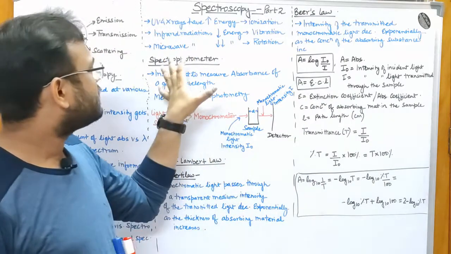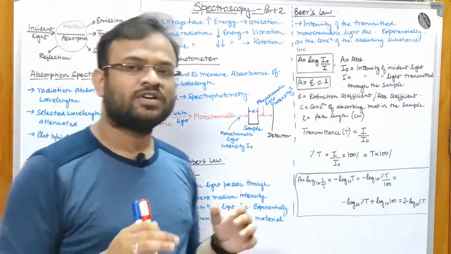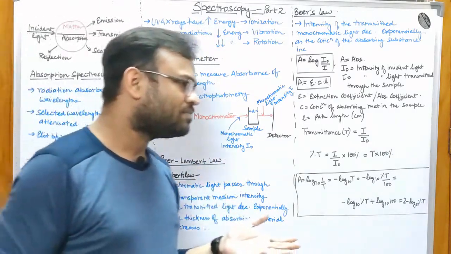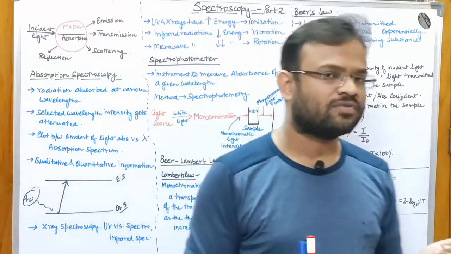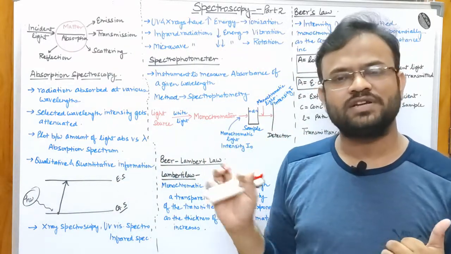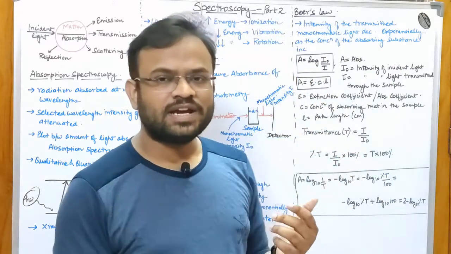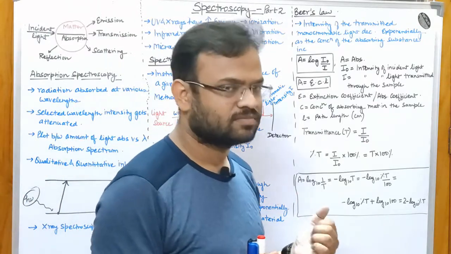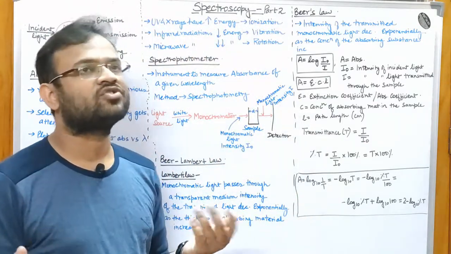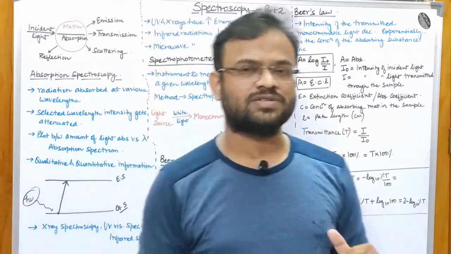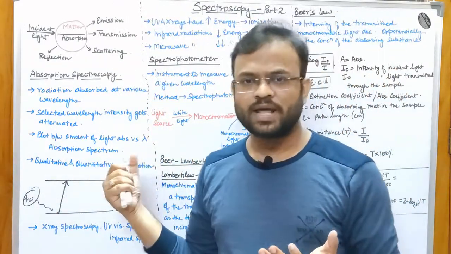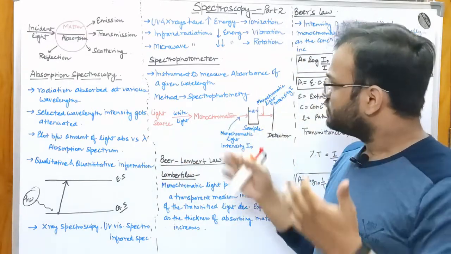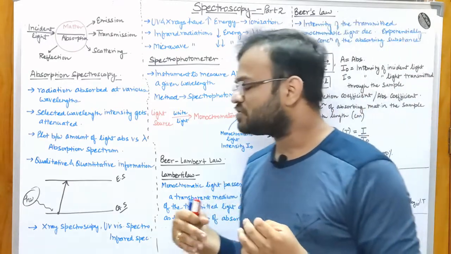Right, now let us move on to the concept of spectrophotometer. A spectrophotometer is nothing but an instrument. I believe most of you would have worked with a spectrophotometer. It is just an instrument that aids you to measure the absorbance of a given substance. What amount of electromagnetic radiation a particular substance is absorbing, you can determine through a spectrophotometer. So that is what I have written: an instrument to measure absorbance of a given wavelength.